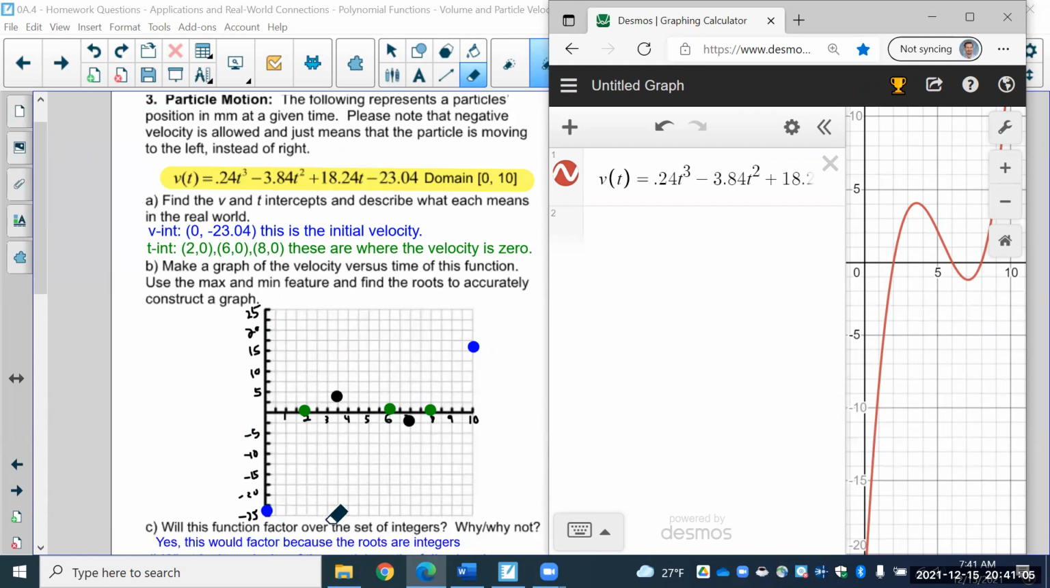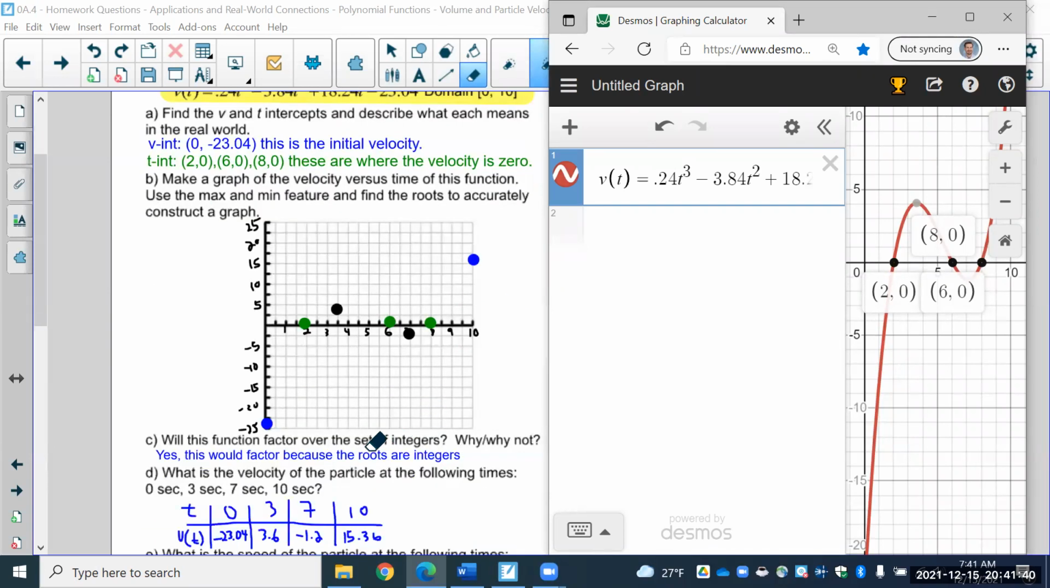So the next question is, will this function factor? Well, if your roots are integers, will it factor? Think about chapter 4, right? If all these roots are integers, that means their factors would actually be x minus 2, x minus 8, x minus 6 with some GCF, which is 0.24, by the way. So this will factor. The reason it wouldn't factor is if these were irrational numbers. It still would factor if this was 0.5 or something, because 0.5 is a fraction. Remember the rational root theorem? As long as these are rational roots, meaning a fraction that has an ending as opposed to an irrational number, this will factor.